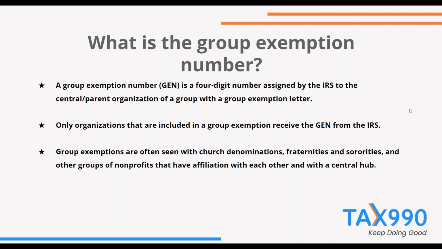The only difference between a group exemption letter and an individual exemption letter is that the group exemption letter applies to multiple organizations. The filing procedures for exempt organizations remain the same regardless of a group exemption. Both the central organization and the subordinates must submit an annual 990 series return. If you believe your organization is part of a group, we do suggest contacting the IRS or the parent organization prior to filing for verification.